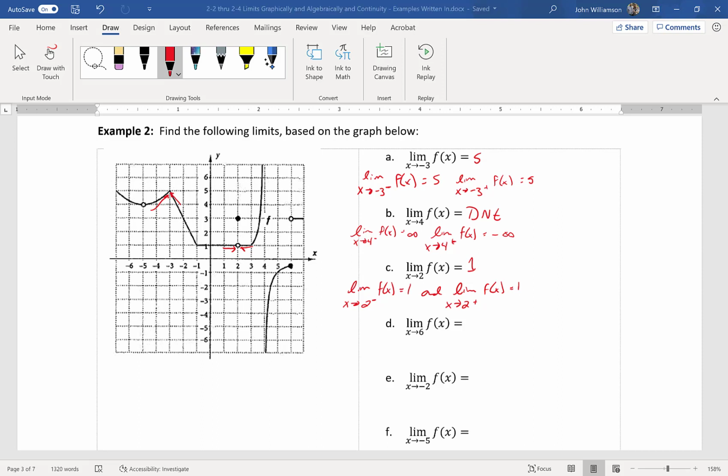is equal to 1. And yes, you're probably thinking, do I have to write out these one-sided limits every time if I can just look at the picture? Yes, you do have to write out the one-sided limits every time, or you will lose points.